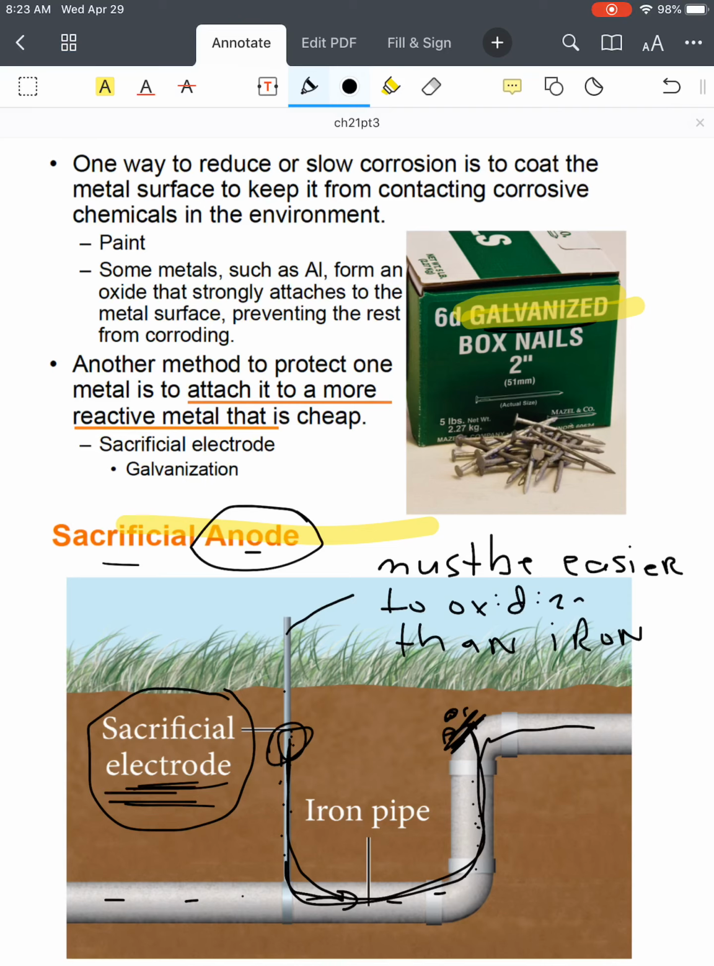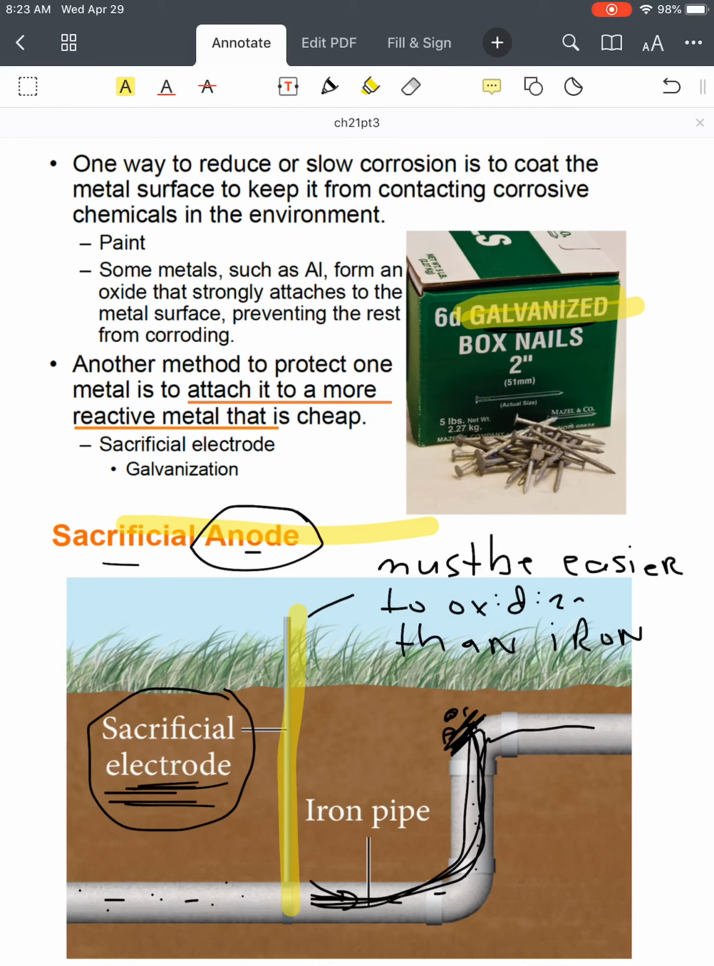So if we make this anode, or sacrificial electrode, out of an easily oxidized substance, basically what will happen is all the electrons will flow from there into the pipe, and we can protect the pipe from rusting because the material of the pipe itself does not oxidize. The only thing that oxidizes is the material which is present in our sacrificial electrode right over here. All right, so that's the basic working idea behind this.